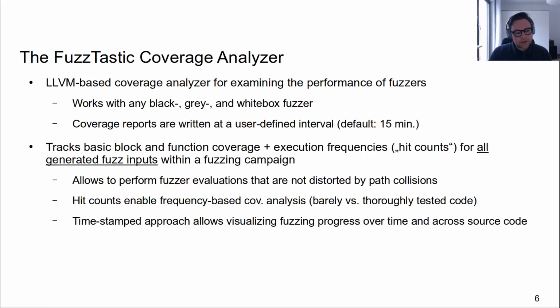FuzzTastic tracks basic block and function coverage, as well as the execution frequencies, which I refer to as hit counts from now on. And not only of the inputs stored in the queue, but of all generated fuzz inputs. In doing so, this addresses the limitations that I mentioned in the previous slides. So using FuzzTastic allows to perform fuzzer evaluations that are not distorted by path collisions. The hit counts enable frequency-based coverage analysis, so we can better distinguish between barely tested and thoroughly tested source code. And the timestamped approach allows to visualize fuzzing progress over time and code.